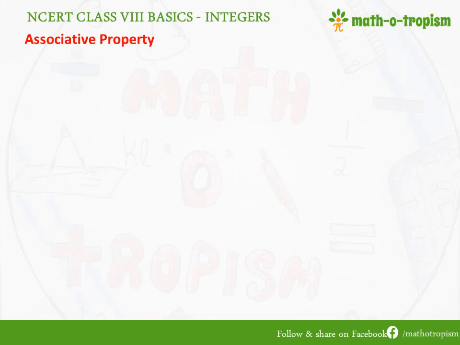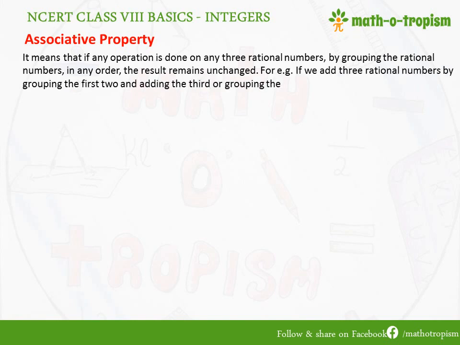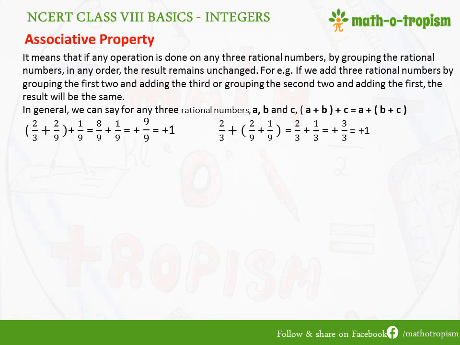Next we go to the associative property. When we see the associative property, it means that if any operation is done on any three rational numbers, by grouping the rational numbers in any order, the result is going to remain unchanged. For example, if we take three rational numbers a, b, c, a plus b first done and added with c will give the same result as a added to the result of b plus c. So for example, when we take 2 by 3 plus 2 by 9 plus 1 by 9, when we take the LCM, we get the value of the inside bracket terms as 8 by 9 plus 1 by 9, which is 9 by 9, which is equal to plus 1.